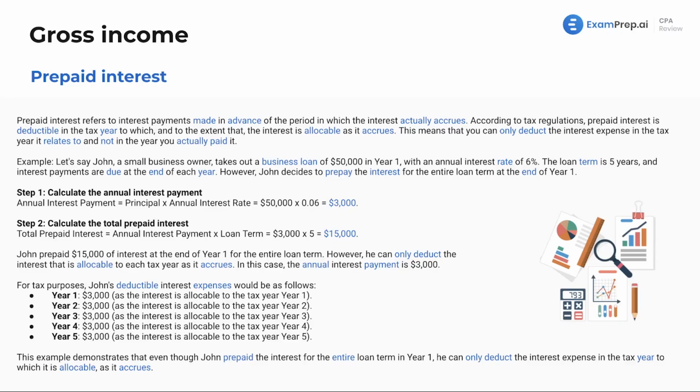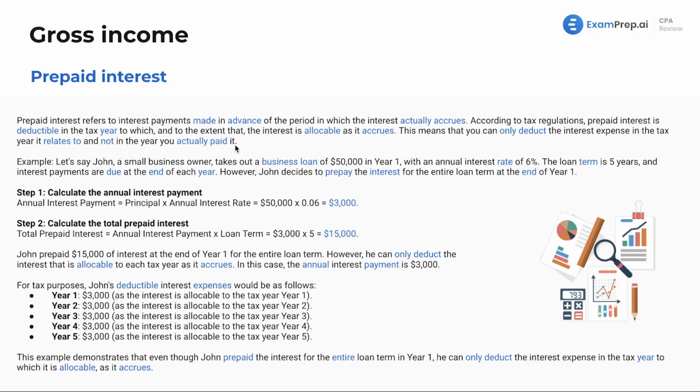Prepaid interest. Now, what is prepaid interest? That is going to refer to interest payments made in advance of the period in which the interest actually accrues. Now, according to tax regulations, prepaid interest is deductible in the tax year to which, and to the extent that, the interest is allocable as it accrues. This means that you can only deduct the interest expense in the tax year it relates to, and not in the year you actually paid it.